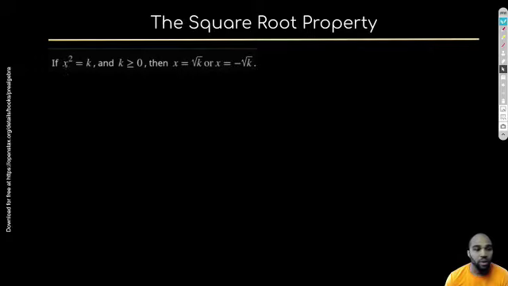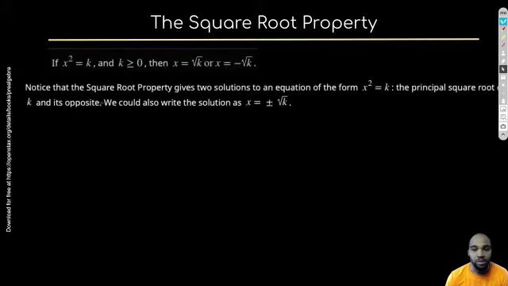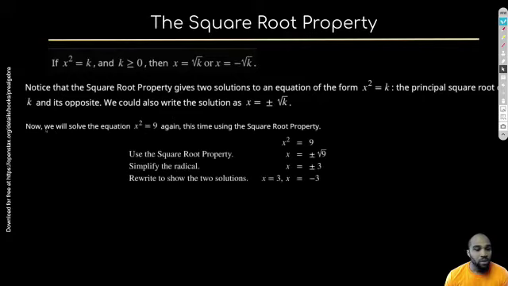Here's the rule. If x squared is equal to k, with k being some real number greater than or equal to 0, then x is equal to the square root of k, or x is equal to the negative square root of k. So it can be the positive or the negative square root of k. We'll look at what that looks like in a second. The point here is to notice that you get two solutions, a plus and a minus, just like we did with the plus 3 and minus 3 a second ago with x squared minus 9. So let's try this same problem again, but this time using the square root property.